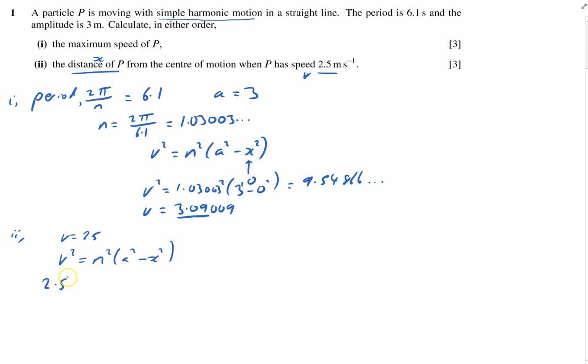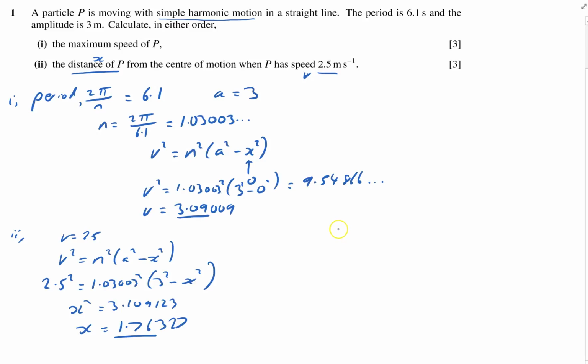So 2.5 squared equals 1.03003 squared times by 3 squared minus x squared. Solve that and we get x squared equals 3.109123, and so x equals 1.76327.